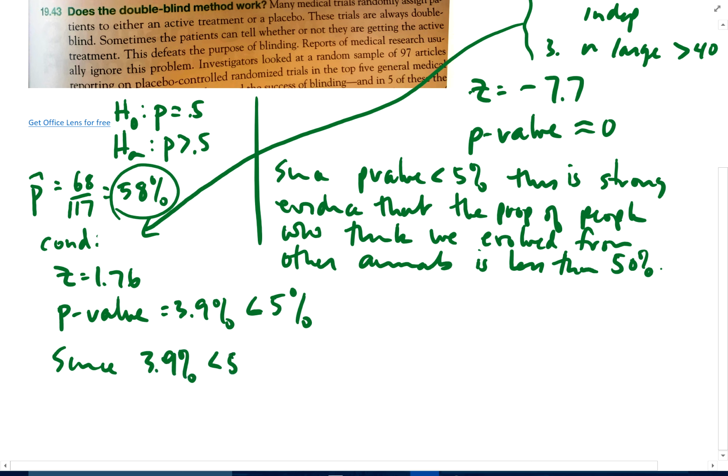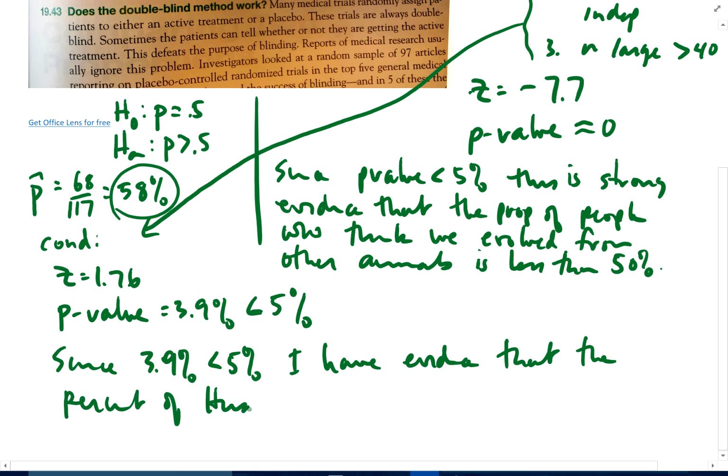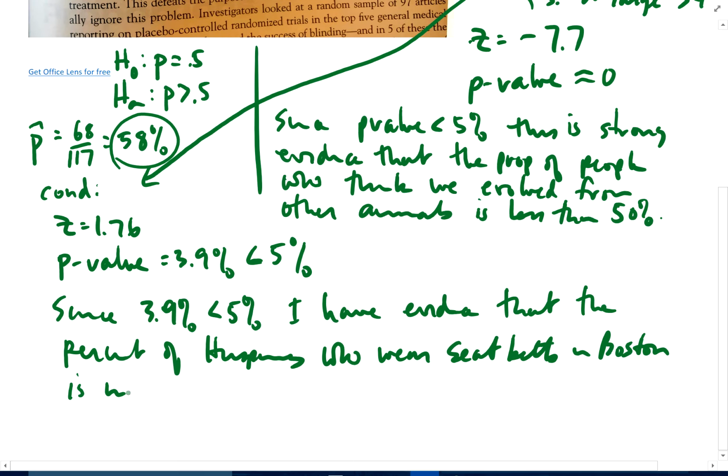Okay, so since 3.9% is less than 5%, I have evidence that the percent of Hispanics who wear seat belts in Boston, sorry about my sloppy writing, is in fact greater than 50%. Okay, there we go. And that is it for Chapter 19 homework.